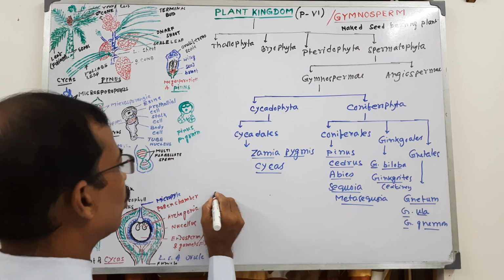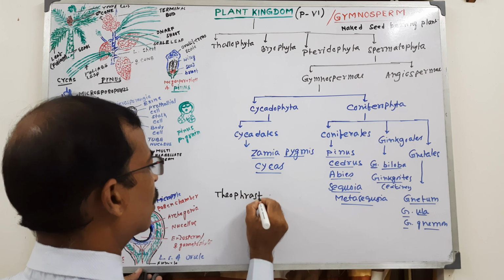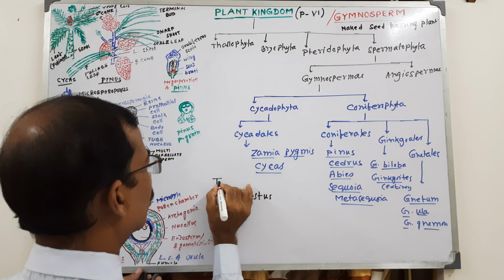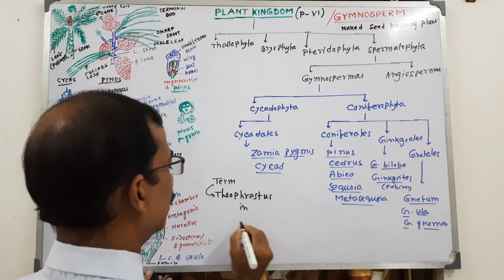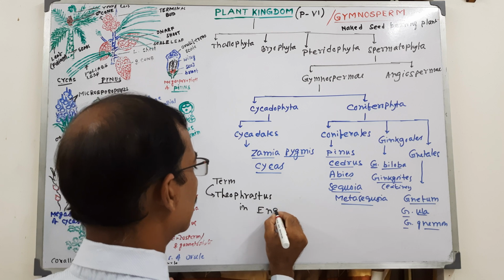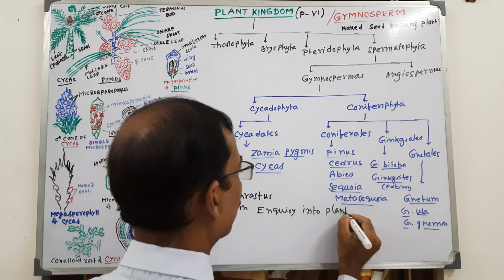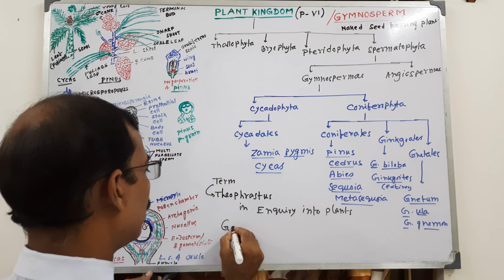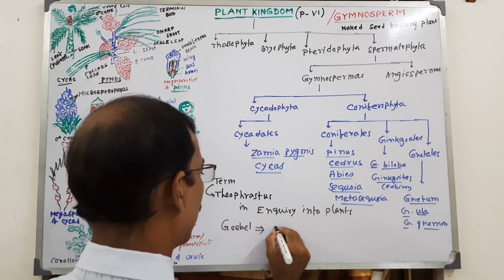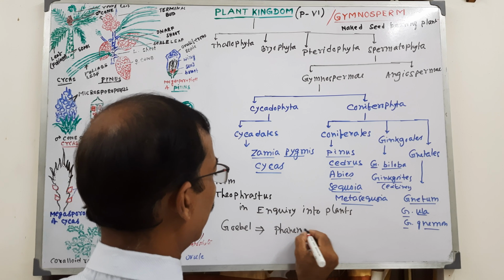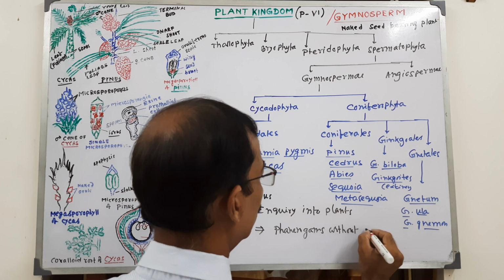Now, the term Gymnosperm was coined by Theophrastus, father of botany, in his book Inquiry into Plants. The scientist Goebel called Gymnosperm as phanerogams without ovary.